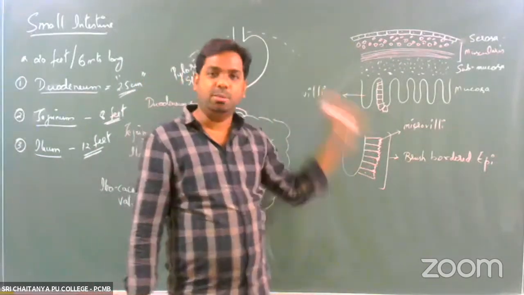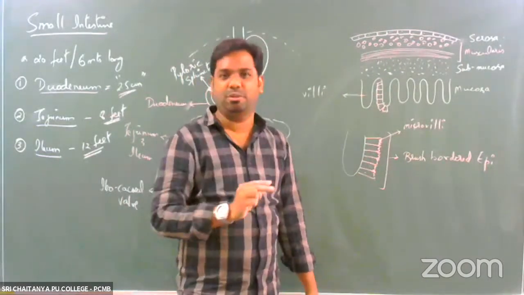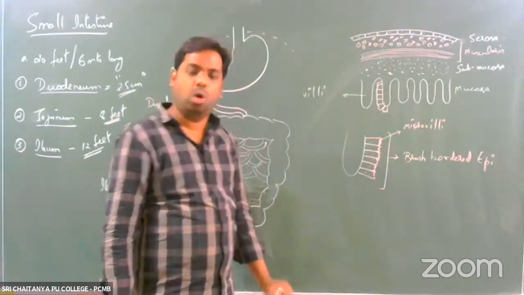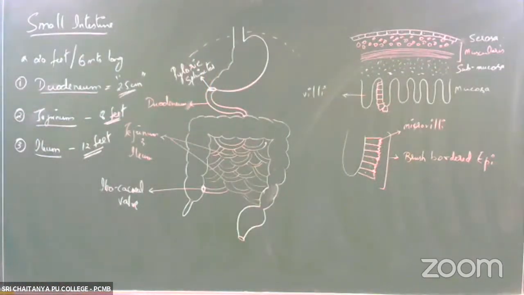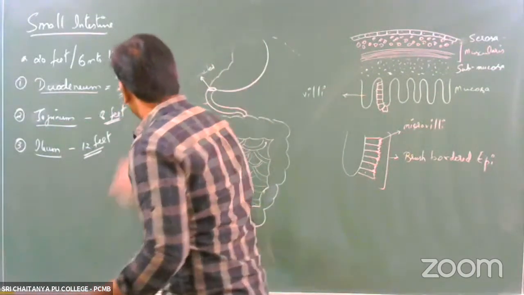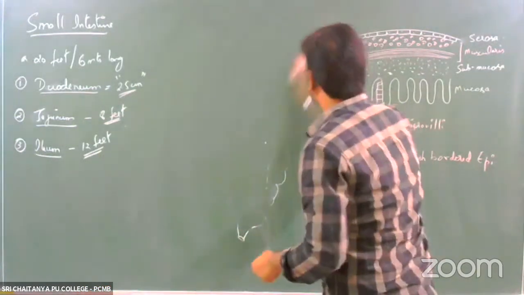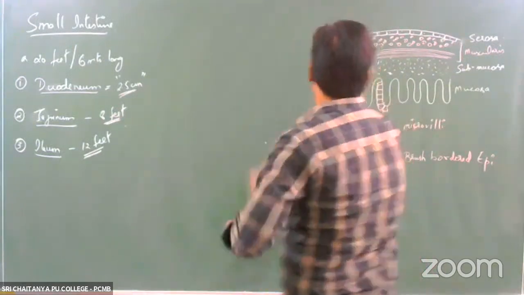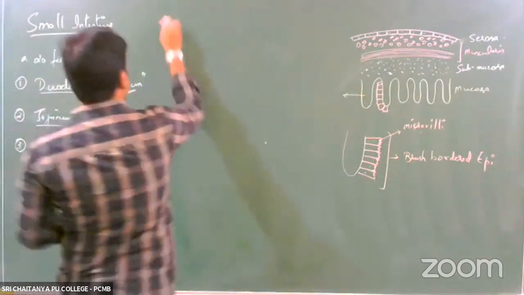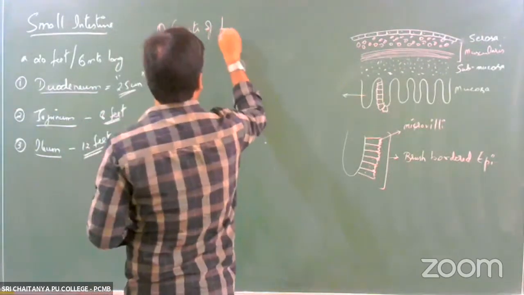Now, in the mucosa and the submucosa of the small intestine, there are basically two types of glands present. Just like how we saw gastric glands in the stomach, and mucosal glands in the esophagus, here also there are two types of glands. Let us try to understand where those glands are present, what they are, and what their secretions are. Number one, the first gland is called the crypts of Lieberkühn.